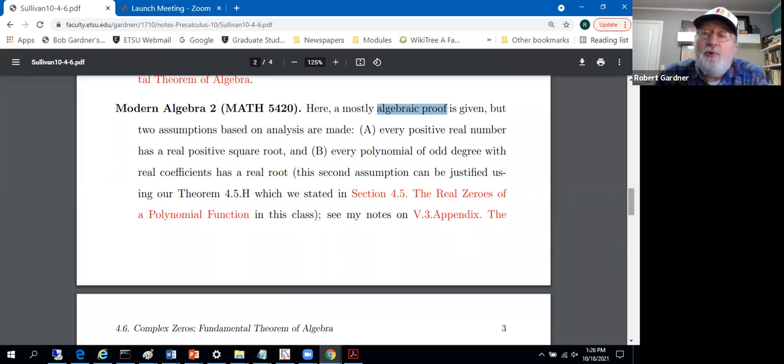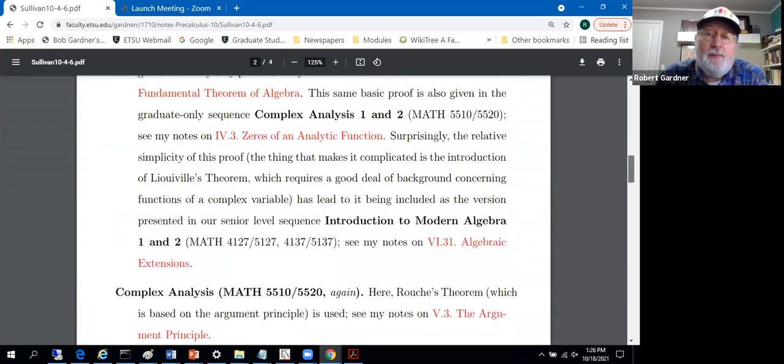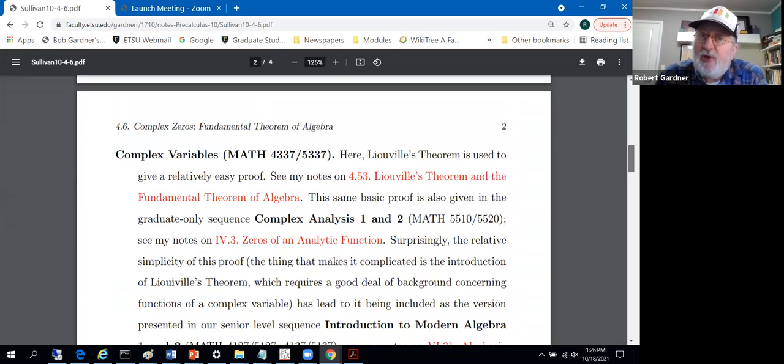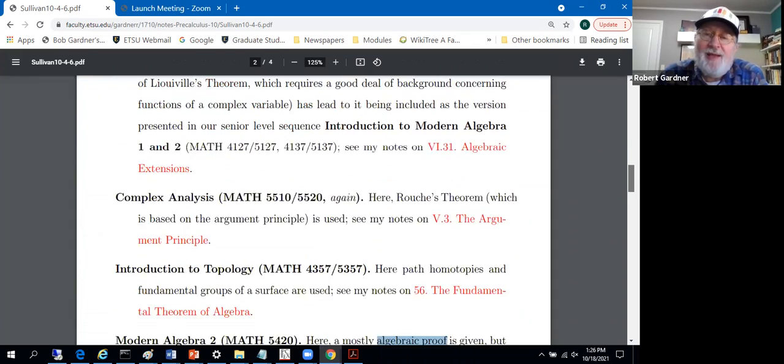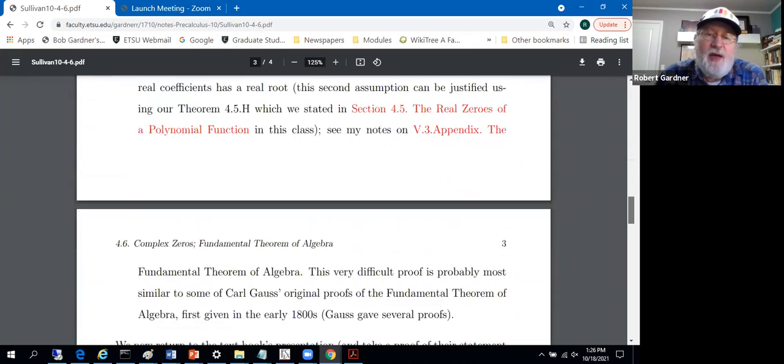The easy proof is based on Liouville's theorem, but that's not really an algebraic proof. But if you'll accept Liouville's theorem, then there is a straightforward proof of the fundamental theorem of algebra. And you develop Liouville's theorem in this senior level complex variables class. So that's the quick way to get to a proof of the fundamental theorem of algebra.